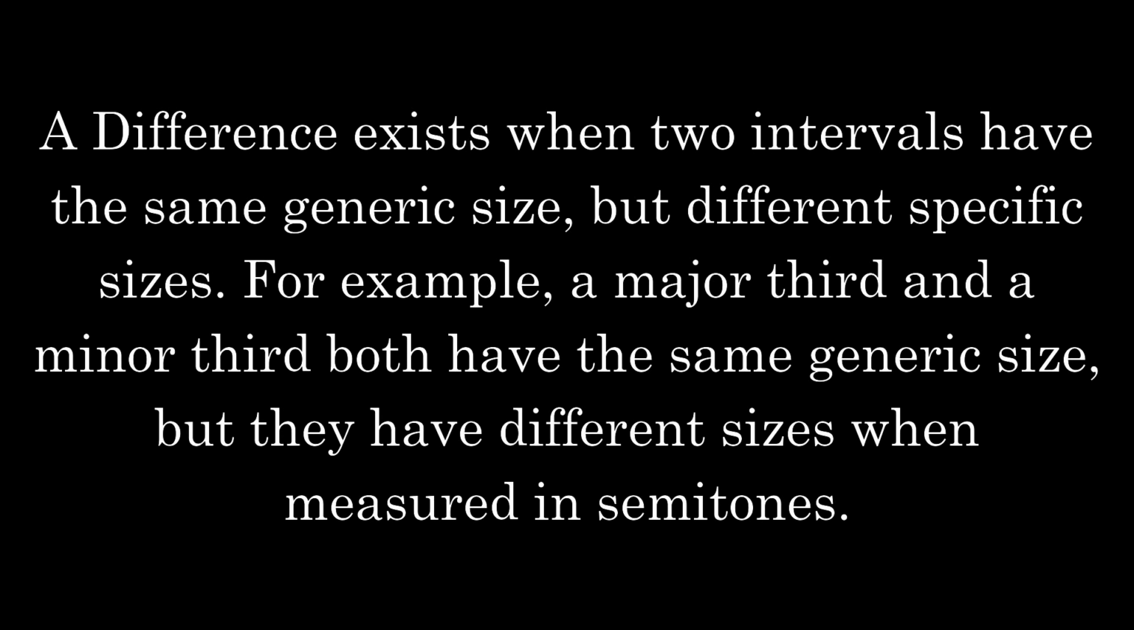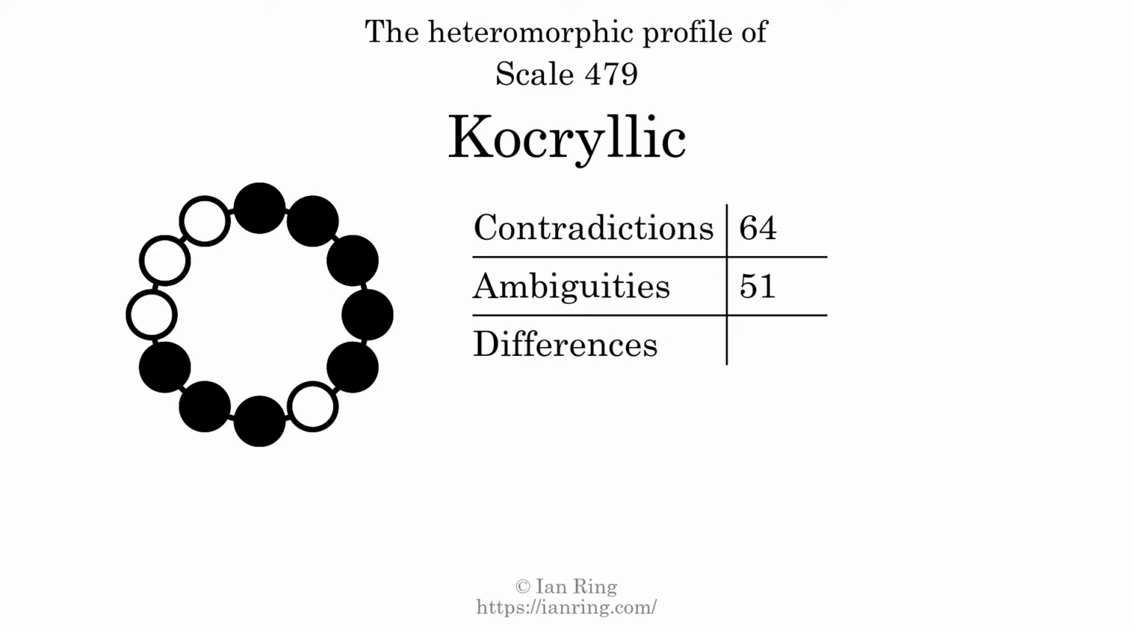A difference exists when 2 intervals have the same generic size, but different specific sizes. For example, a major third and a minor third both have the same generic size, but they have different sizes when measured in semitones. The number of differences in this scale is 130.